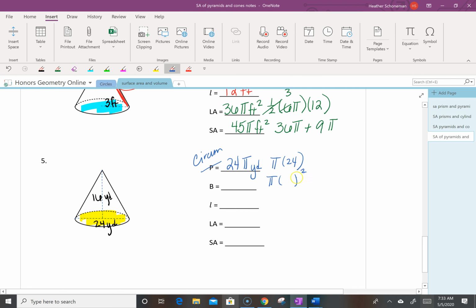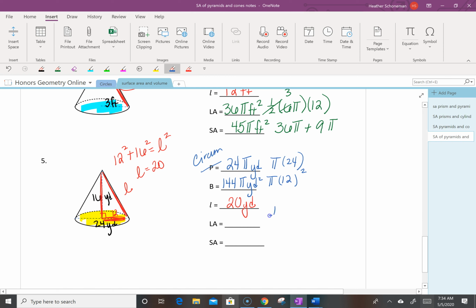Area is pi times the radius squared. Well, if the diameter is 24, the radius is 12, so that gives us 144 pi yards squared. Now we need the slant height. The slant height in a cone is the one that is literally slanted. We don't have that measurement, but the height, the slant height, and the radius form a right triangle. Now I know the height is 16 and the radius is 12, and I knew that because the diameter was 24. So we can do Pythagorean theorem, and I can do 12 squared plus 16 squared equals the slant height squared. And trust me, once you work that all out, it's going to be 20.